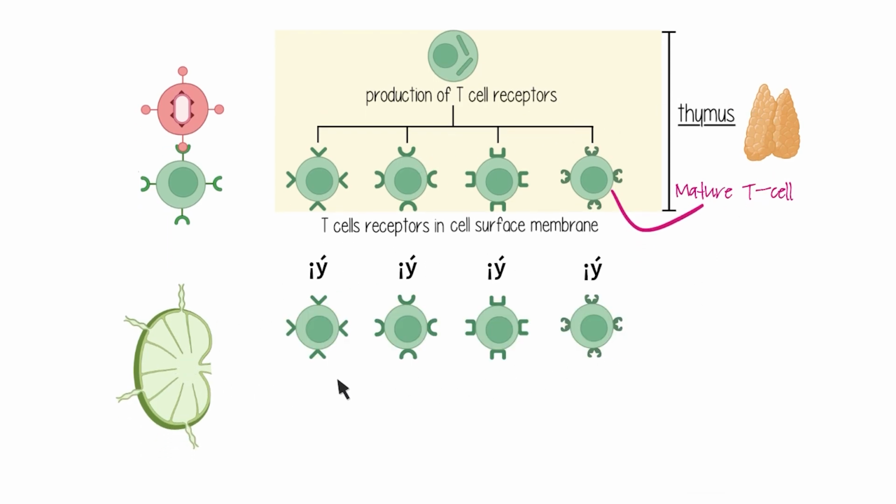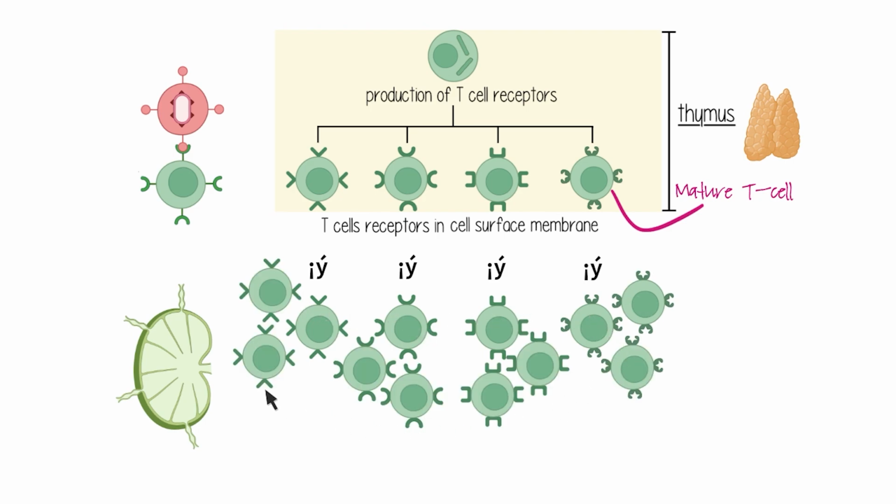Once in the lymph node, each of these mature T cells will make a few copies of themselves.